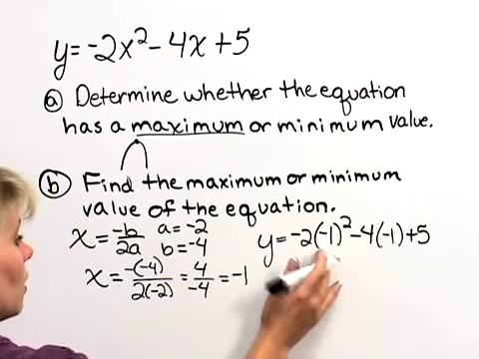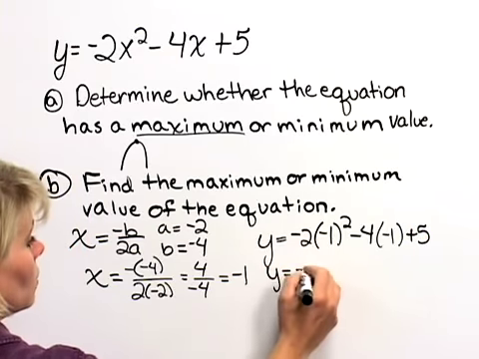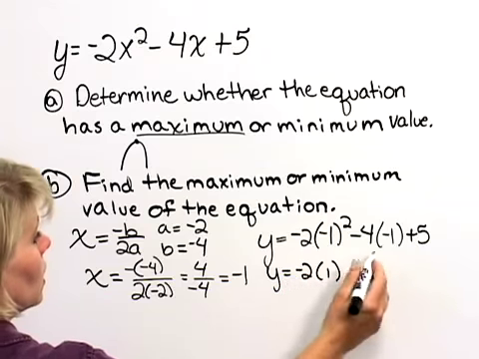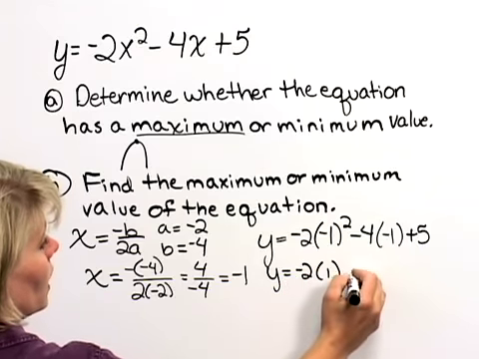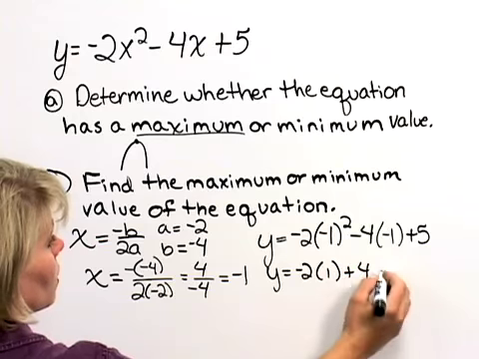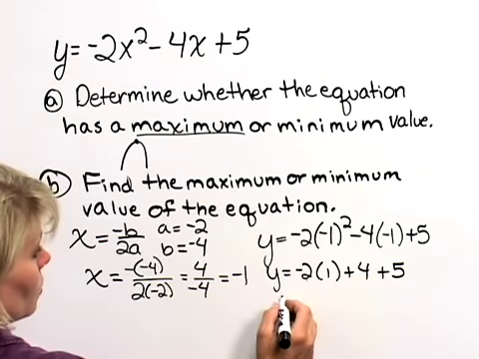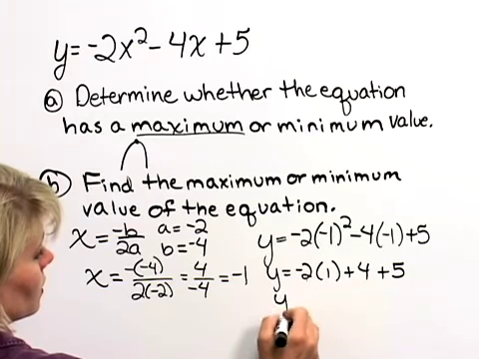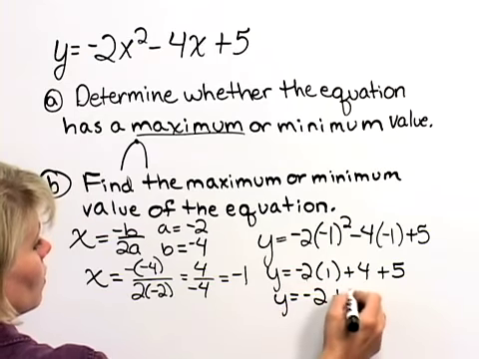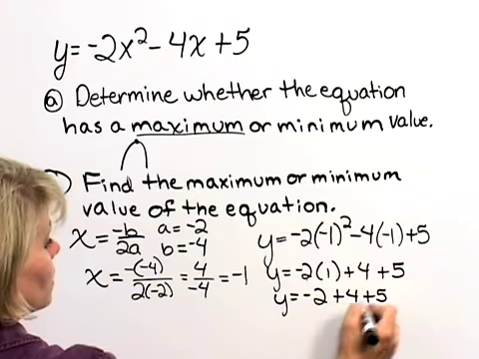And then if we square our negative 1, we get y equals negative 2 times 1. Negative 4 times negative 1 happens to be positive 4. And we've still got our 5 on the end. Negative 2 times 1 ends up giving us negative 2. We also have a plus 4 and a plus 5.